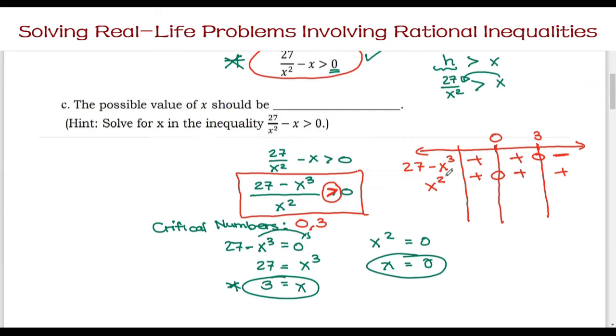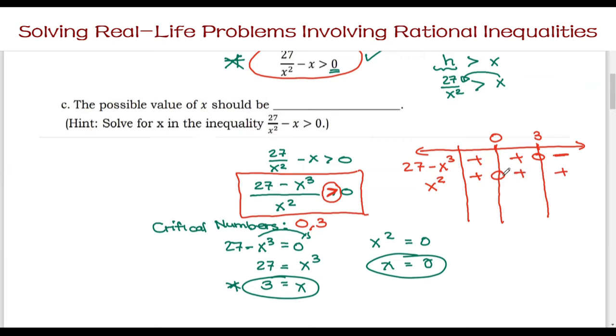Lahat ng naka-square ay non-negative. So, ibig sabihin ng non-negative, it's either 0 or positive numbers. So, kaya, puro positive ito. Okay? Or, kung hindi kayo makapaniwala, you may want to substitute. You choose a number here, na less than 0, kasi ito yung 0. Choose a number here, less than 0. Pag sinubstitute mo, tingnan nyo, positive ang magiging sagot.